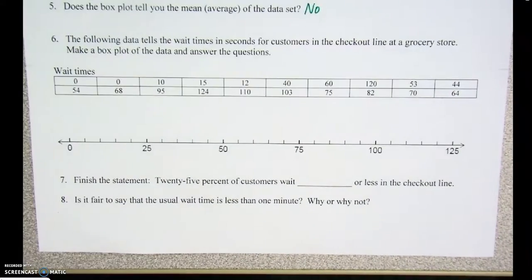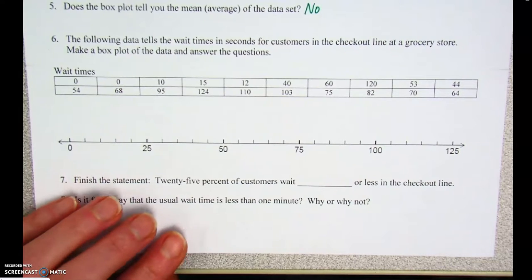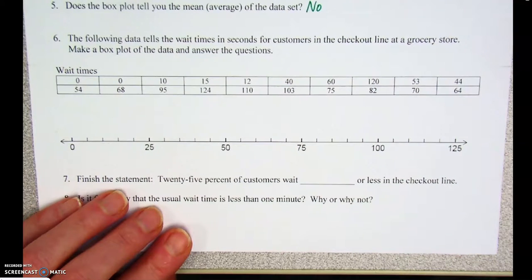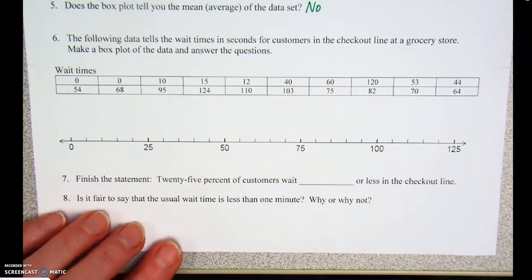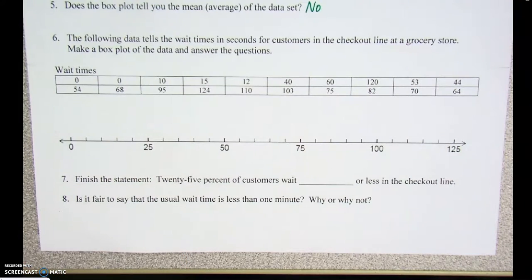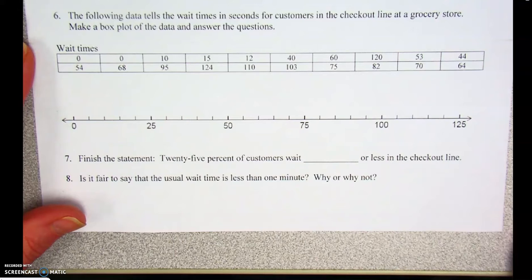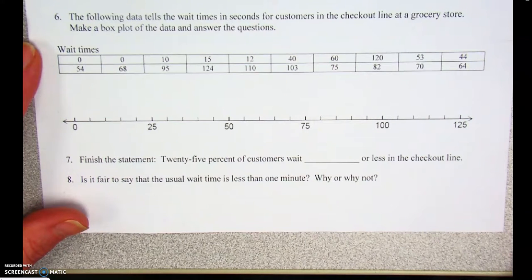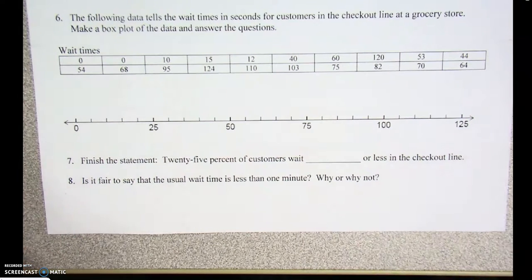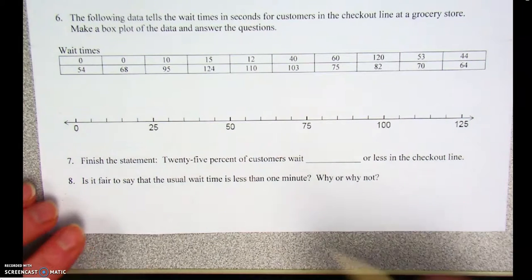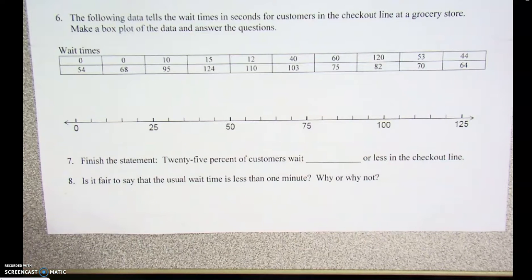The following data tells the wait times in seconds for customers in a checkout line at the grocery store. Make a box plot of the data and answer the questions. When I make a box plot, the first thing, sorry for the interruption, sometimes real life happens. So the first thing I have to do if I want to make a box plot is I have to put these numbers in order from least to greatest.